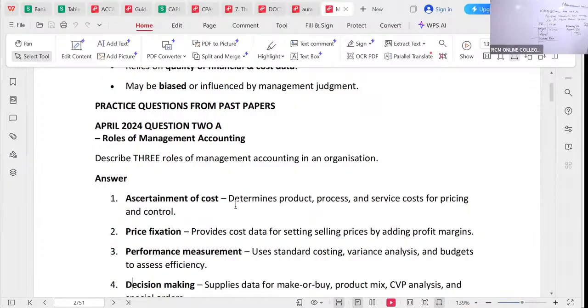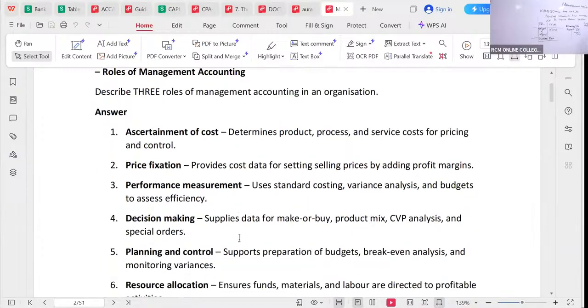The management accountant will be able to determine product, process, and service costs for pricing and what here, somebody? Control. Number 2, price fixation. It provides cost data for setting selling prices by adding profit margins. Then number 3, we have performance measurement, which uses standard costing, variance analysis, and budgets to assess efficiency.